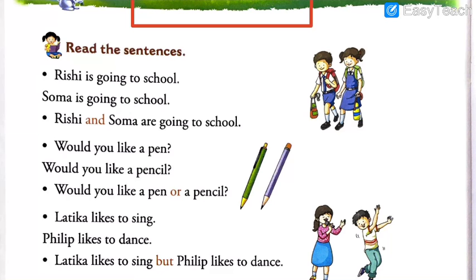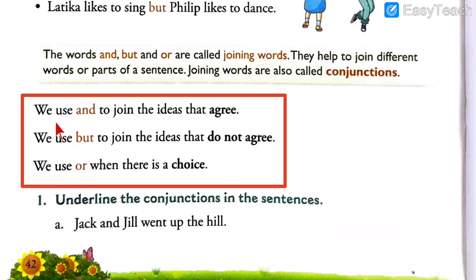Going to school is common, so we can just say Rishi and Soma. Instead of writing is, we have to write are, because now in one sentence, the plural is there. More than one person. Rishi and Soma are now plural, so are will be used. Going to school will remain as it is. So here is when you can use and. When the ideas are the same, you can join them. This is what is written here. I hope you understood that.